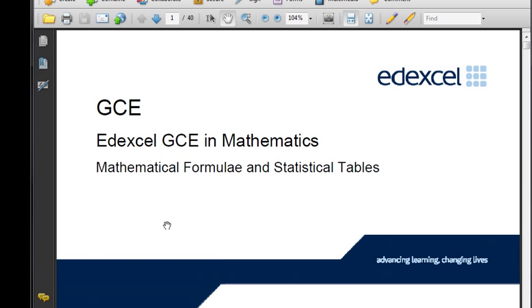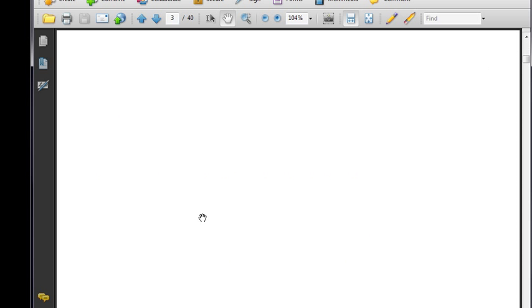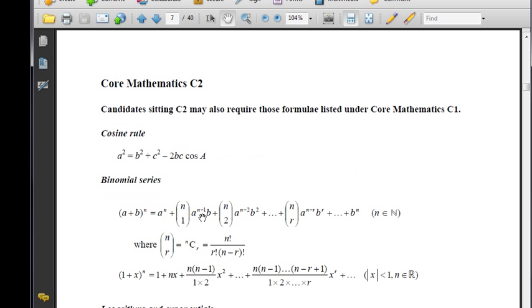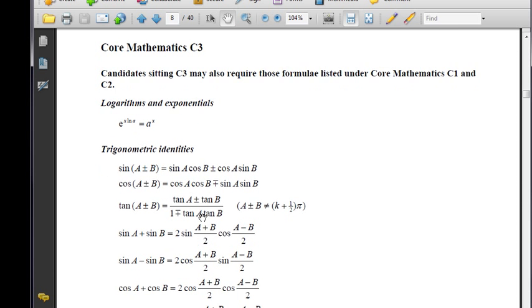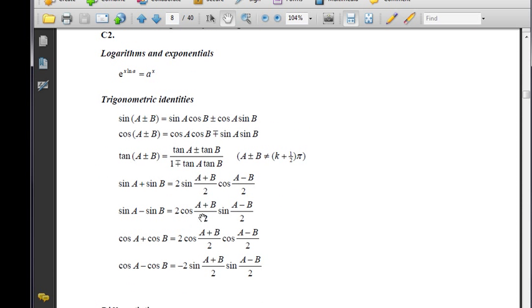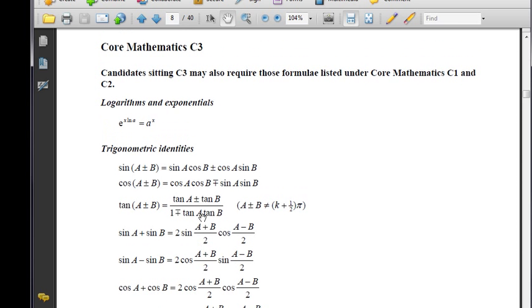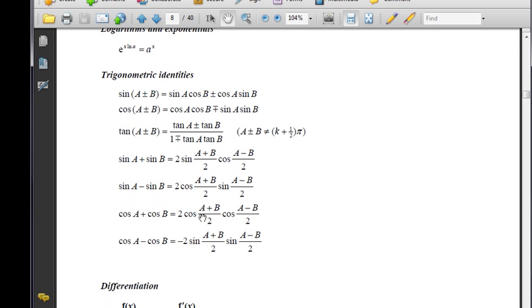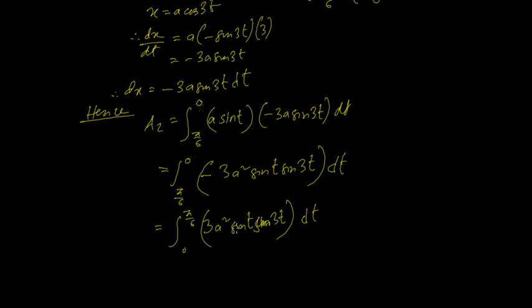So this is the formula booklet, and in the formula booklet you will see here, in C3, this is the C3 page of the formula booklet, there are some identities given. Now these identities are exclusively for integration. Now if you take a look at the integration, it is sine t sine 3t.